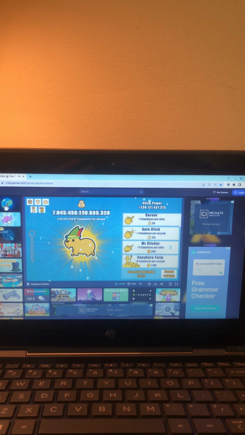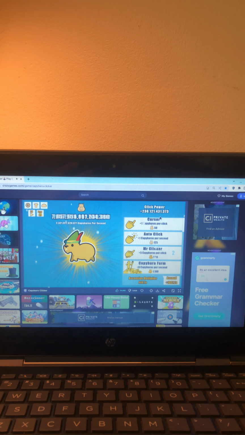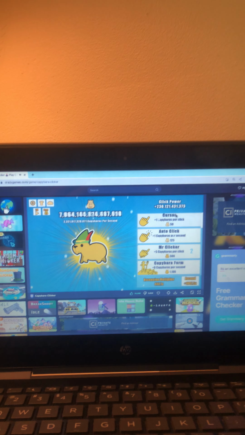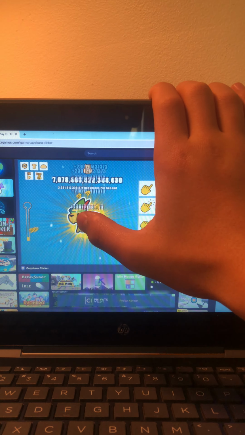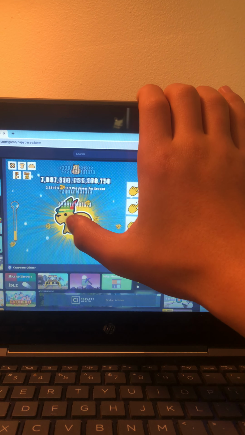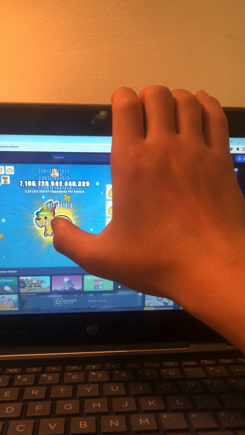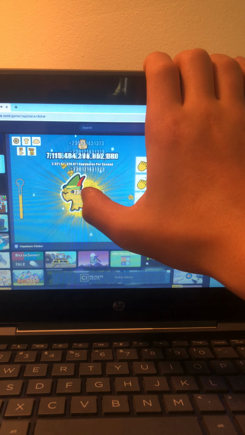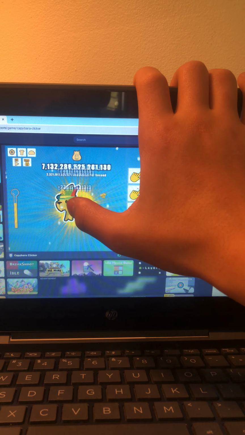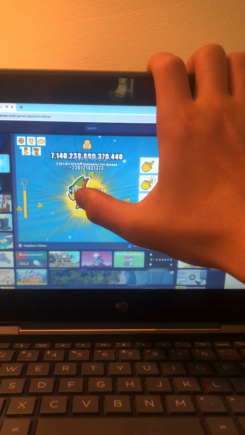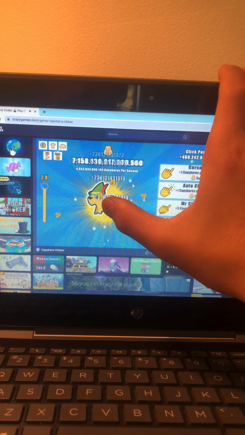I have 7 quadrillion, and I get 230 trillion per second. That's my clicking power. So, but if I do this, mine's touchscreen. So what I do is I press as hard as I can until it reaches the top. One second, but the numbers will change if I reach the top, the numbers will get higher, like this.